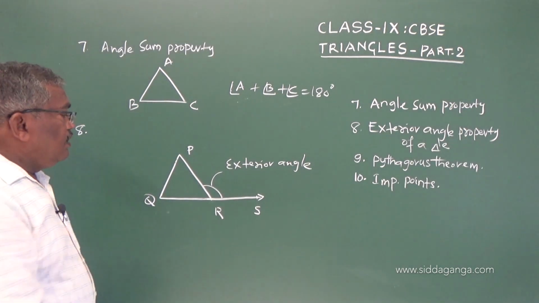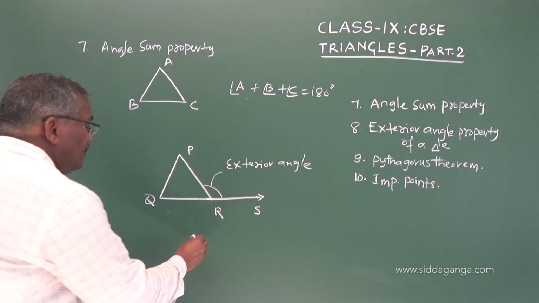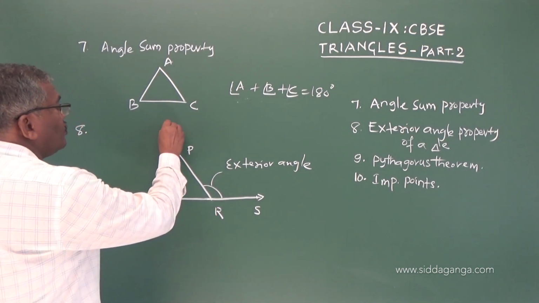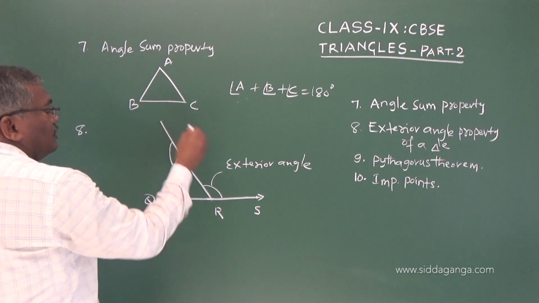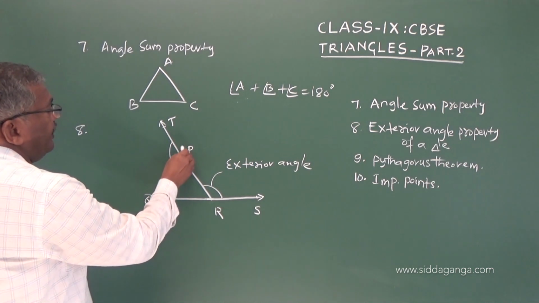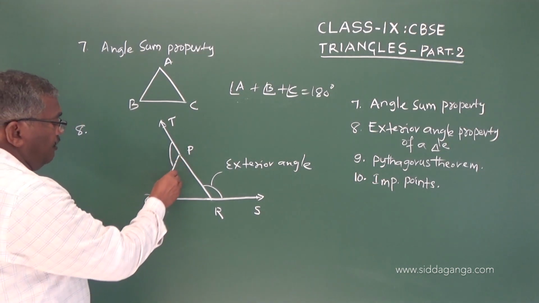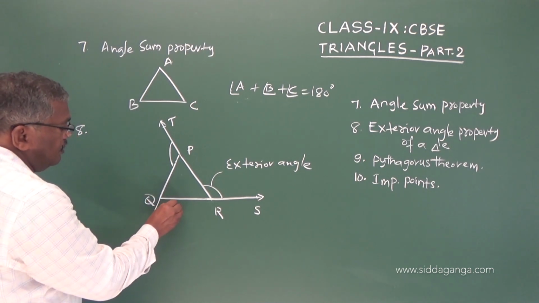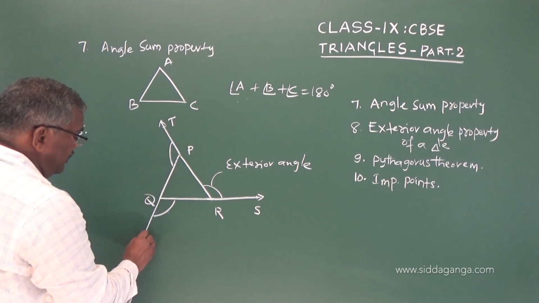In any triangle, there may be other exterior angles also like this. You can observe this. If I extend this, say P this way, or P this way, you will have one more exterior angle here. So this is RST, let us say. Here QPT, this is another exterior angle. If I extend PQ, you will get one more exterior angle. This is RQ, let us say this is U.